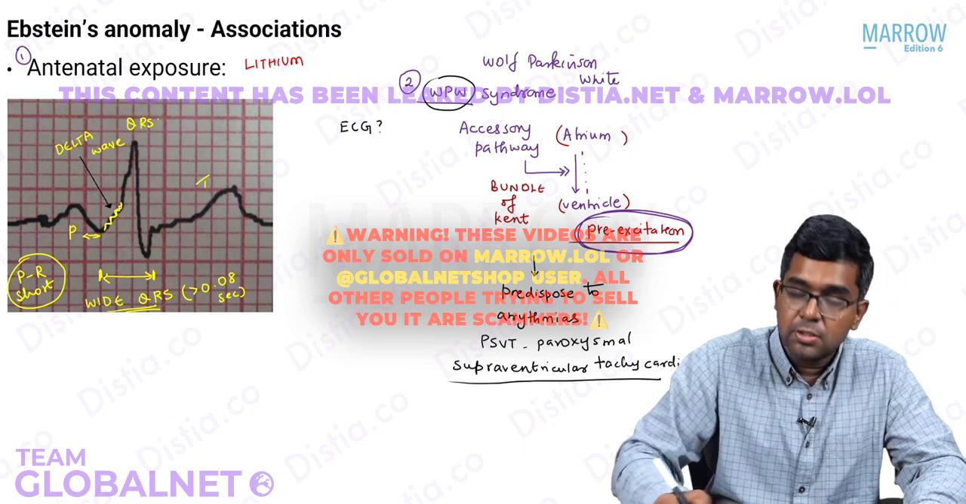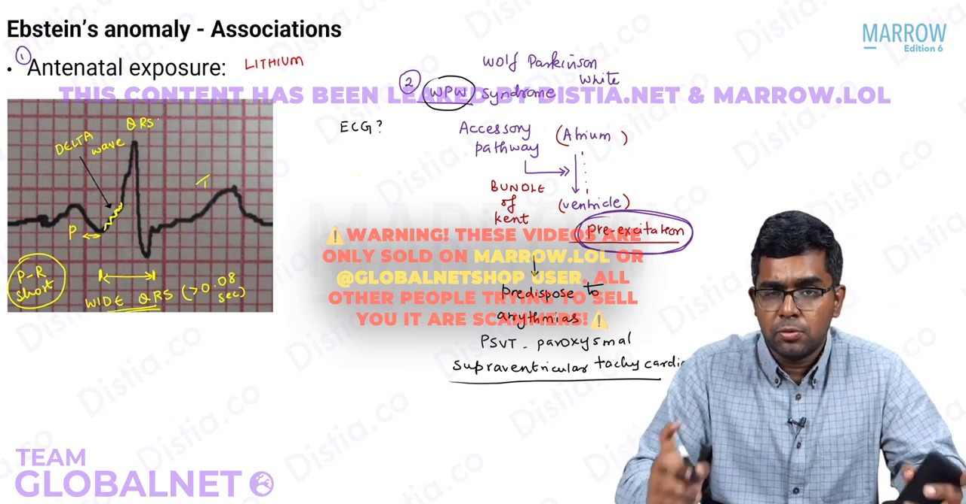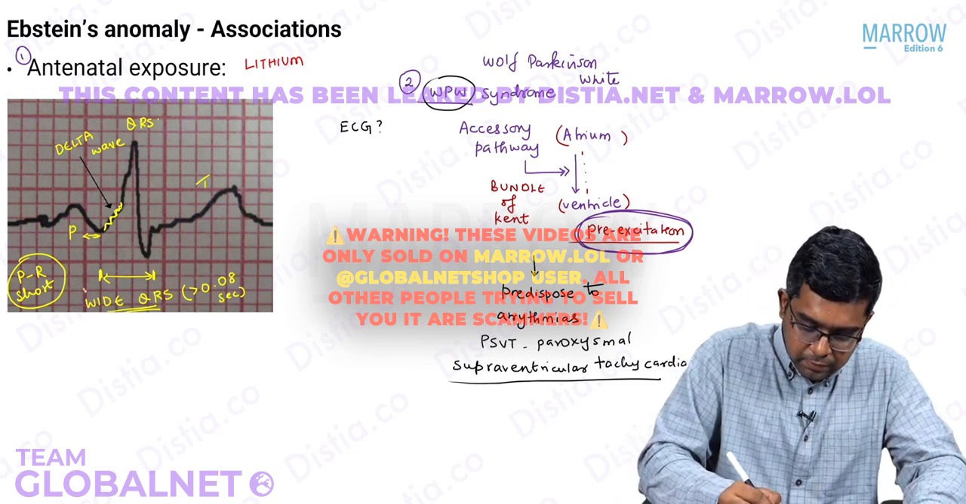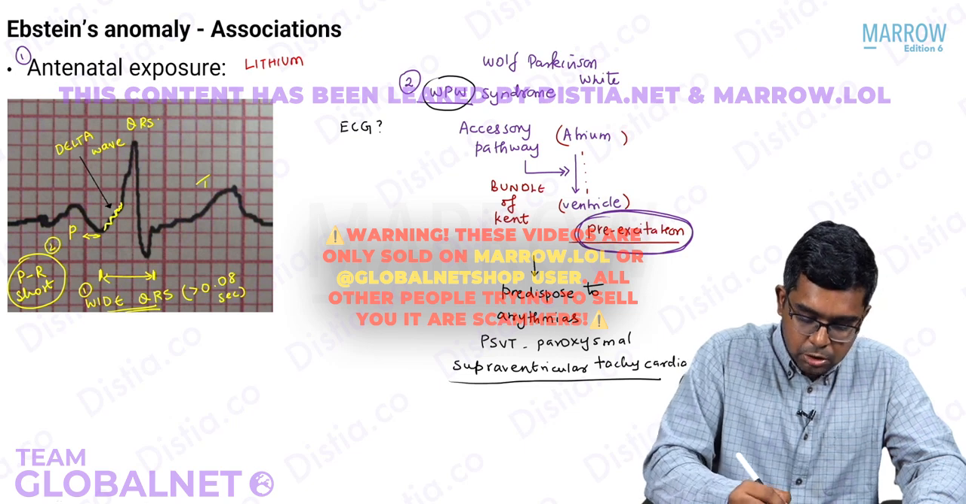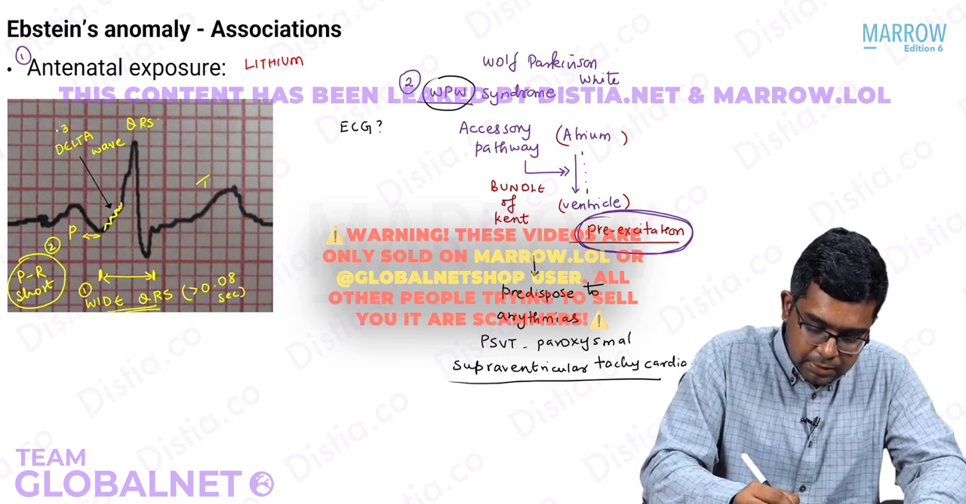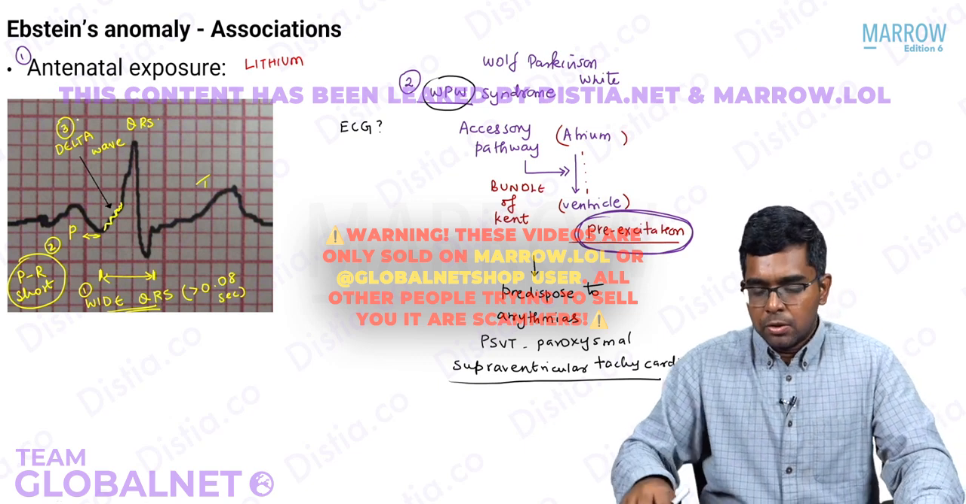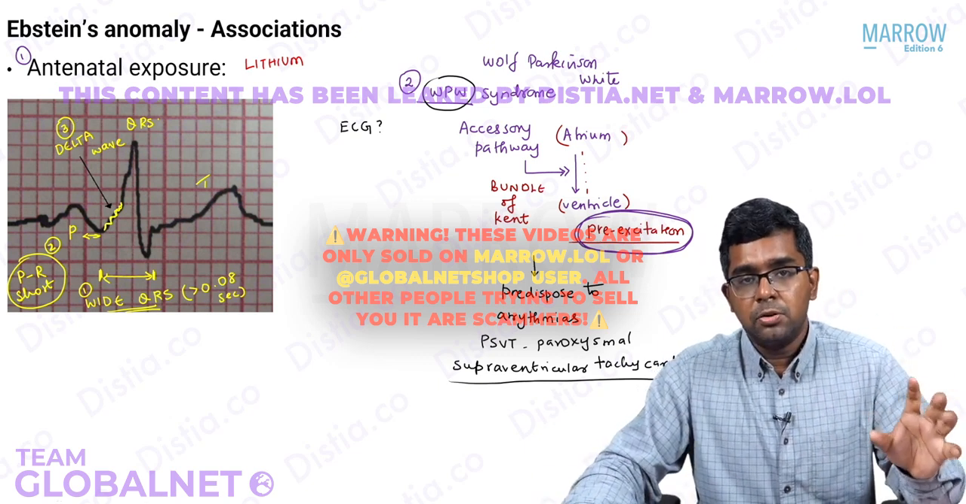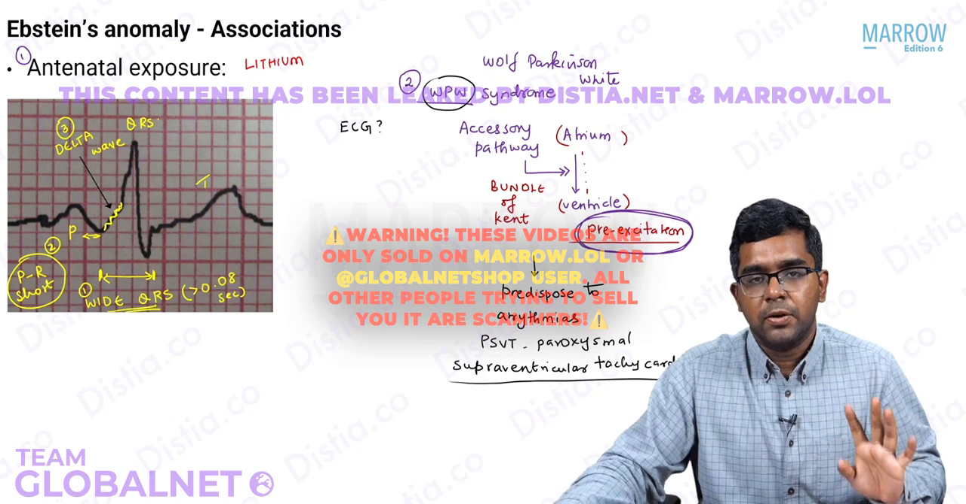Okay, so 3 important features in WPW syndrome, which is a commonly asked MCQ question. One is wide QRS, number 2 is short PR interval, and number 3 is a delta wave. Okay, so don't forget WPW syndrome is an important association with Epstein's anomaly.